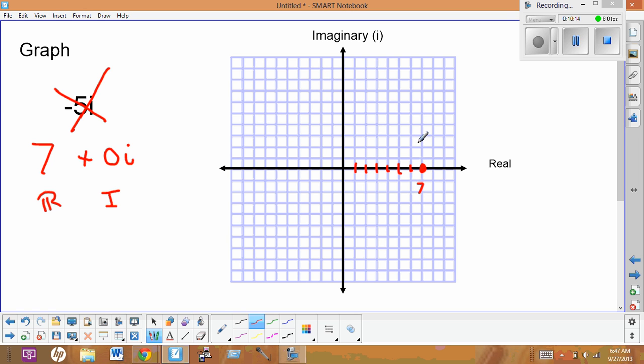Okay, hopefully this short video has helped you graph complex numbers. Again, jot down any notes, and remember, I don't expect you to fully understand it. If you do, that's a plus. If not, have your questions ready, and I will see you when I get back to class.